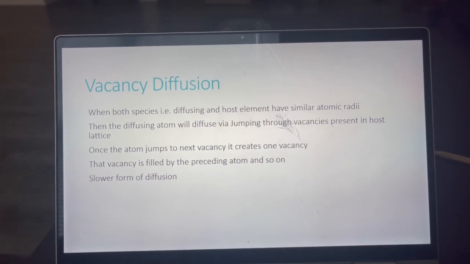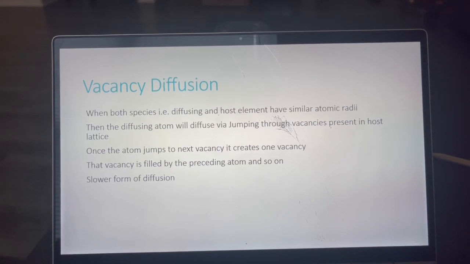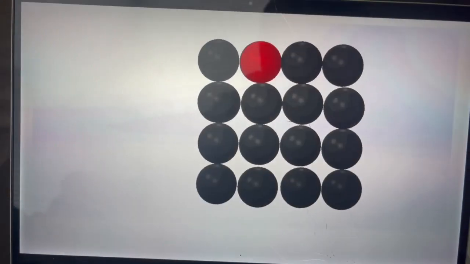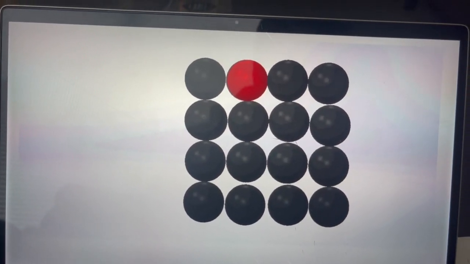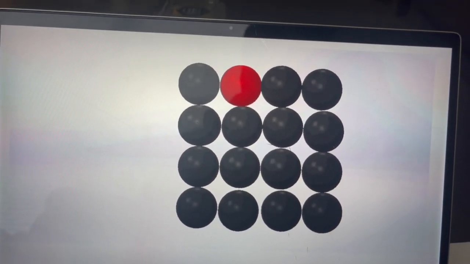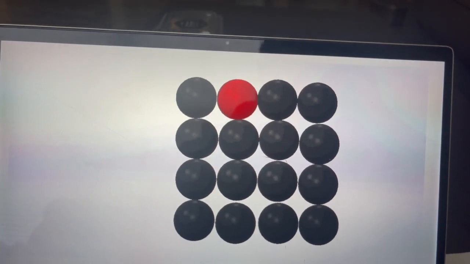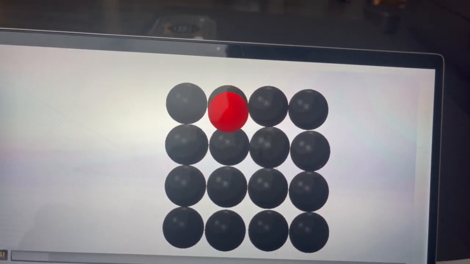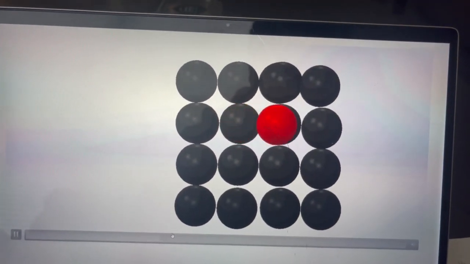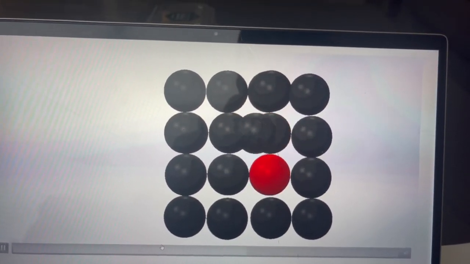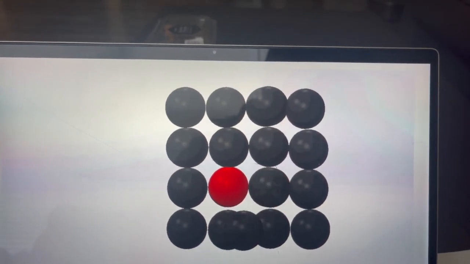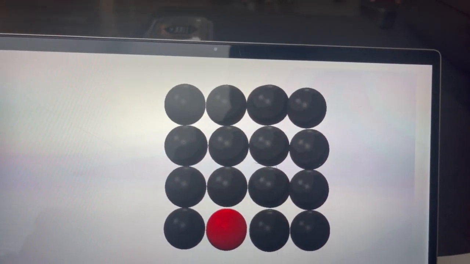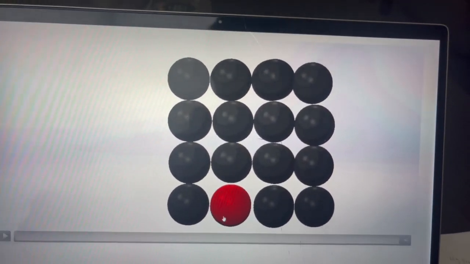Then the next atom jumps to that vacancy, and so on. This is the process going on, so this is a slow form of diffusion. Consider the same lattice we showed you before. This red atom is the diffusing atom. You can see step by step atoms are jumping and the diffusion is happening.